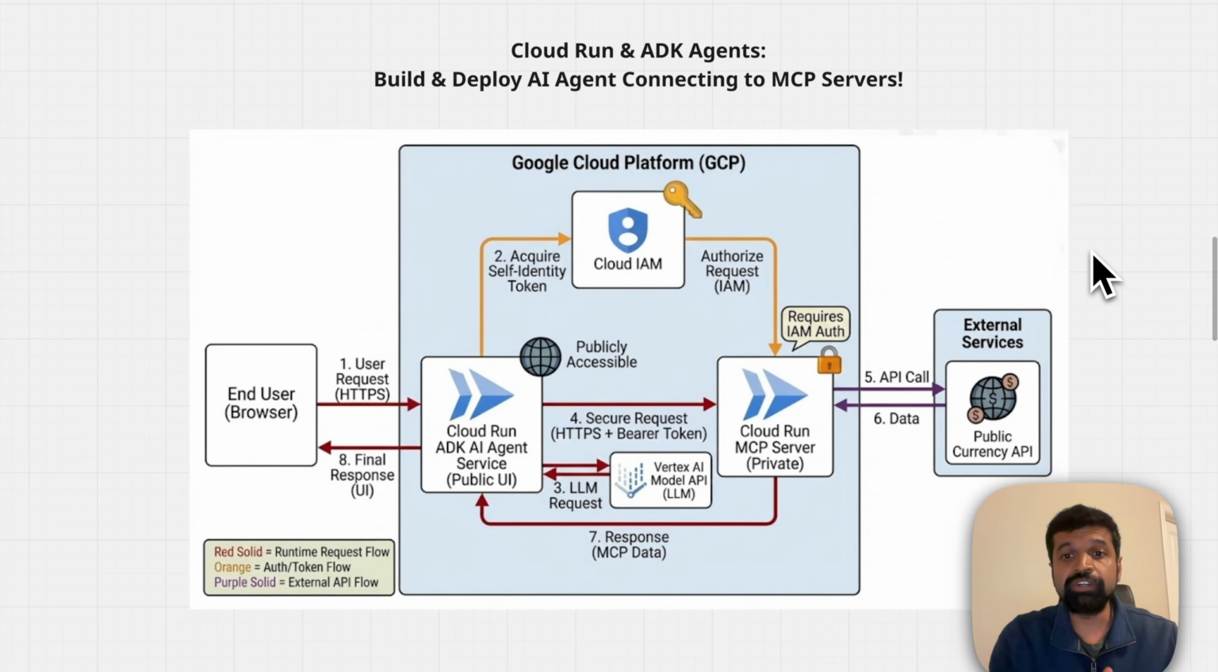Now, in this session, we're going to build a new client to our MCP server. It's an AI agent built using the Google ADK framework, and we're going to deploy this AI agent to Cloud Run as well. We're going to make this AI agent publicly accessible and test it using a browser. But this AI agent itself must submit a token to get authenticated with the MCP server. This is a classic service-to-service security pattern implemented using Google Cloud IAM.